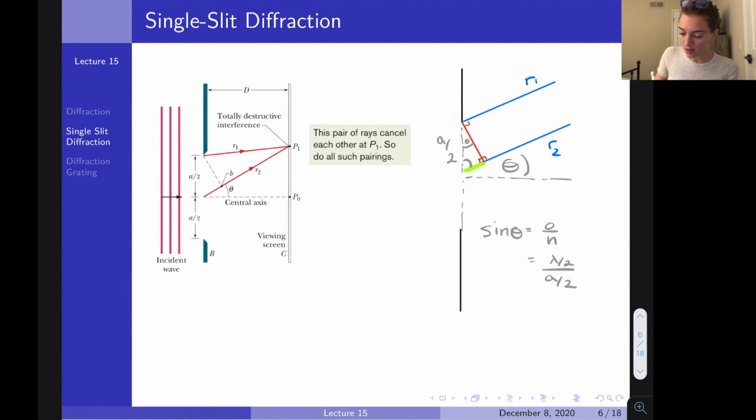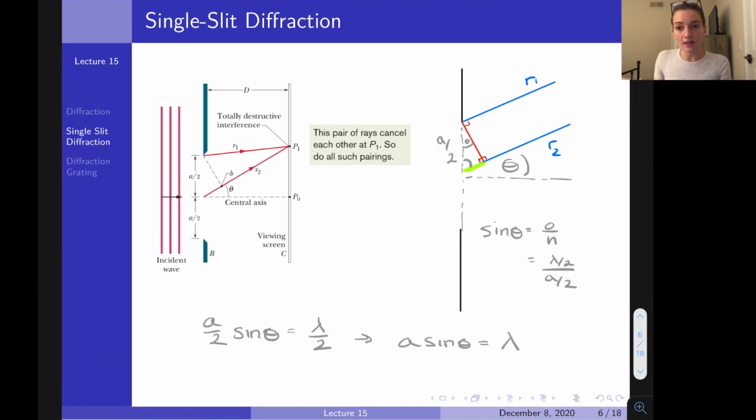So we can just rewrite this. We have a over 2 sine theta is equal to lambda over 2. So we can see that that will just simplify to a times sine theta is equal to lambda. So this is going to be the location of our first dark spot, where a is the slit width, theta is the angle from that center of the slit to the first dark spot. So if our screen's over here, this is the angle theta. This is our first dark spot.